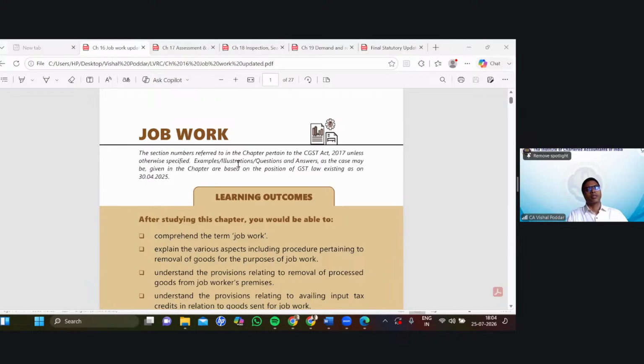In this session today, we are going to deal with some very special topics which may not be required in every day-to-day operation of the business, but they are very special because they have a very specific provision made for them. So what we are going to start with today is one such unique activity, that is job work.